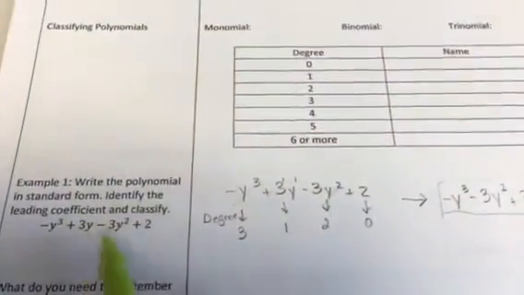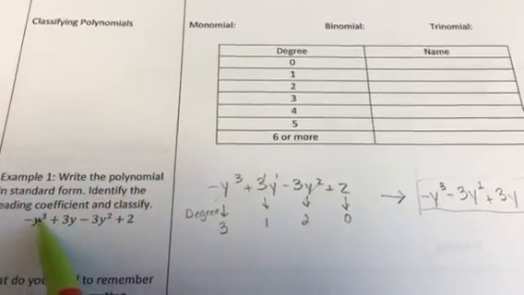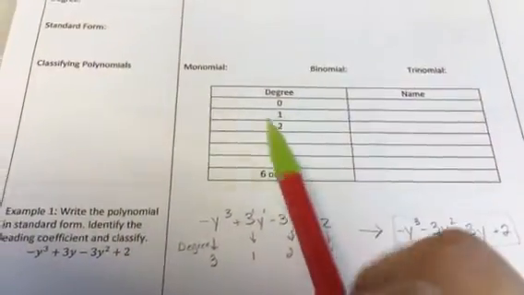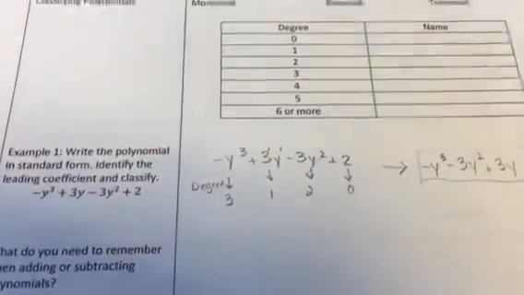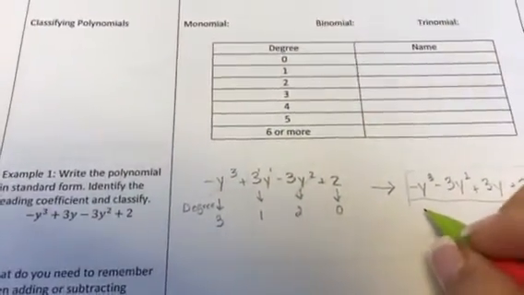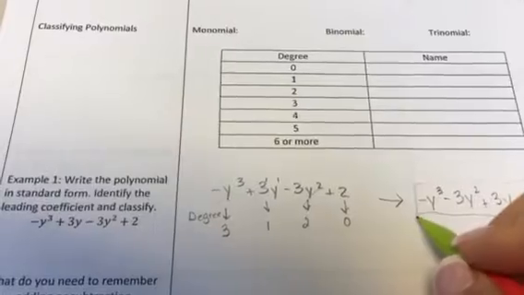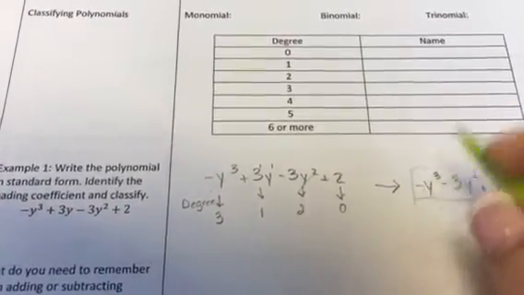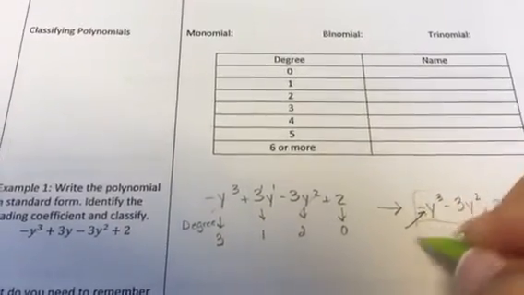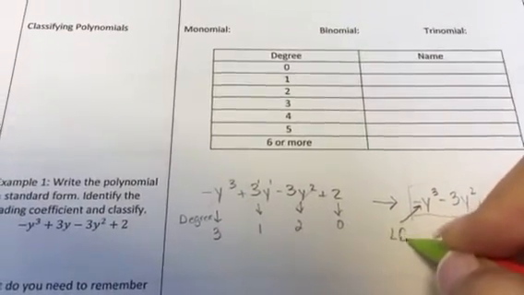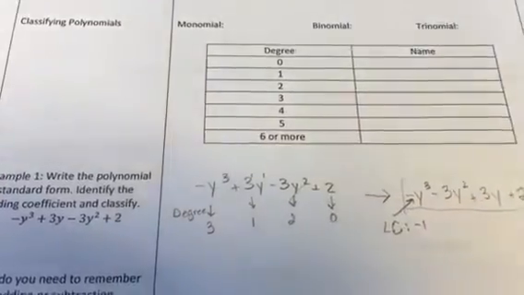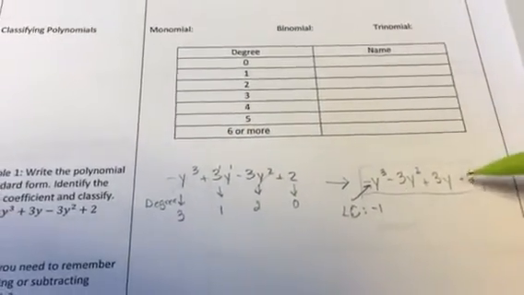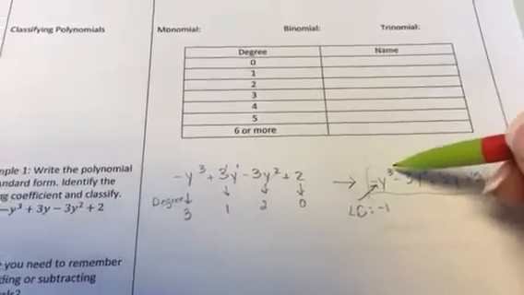Now, it also says to identify the leading coefficient and then classify. Classify means give it its first and last name. Okay? So identifying the leading coefficient is the coefficient in front of the highest degree term. Well, what number is actually in front of here? The leading coefficient is a negative 1. Naming it, the highest degree is a 3, so then that would go over here to degree 3. This is a cubic.